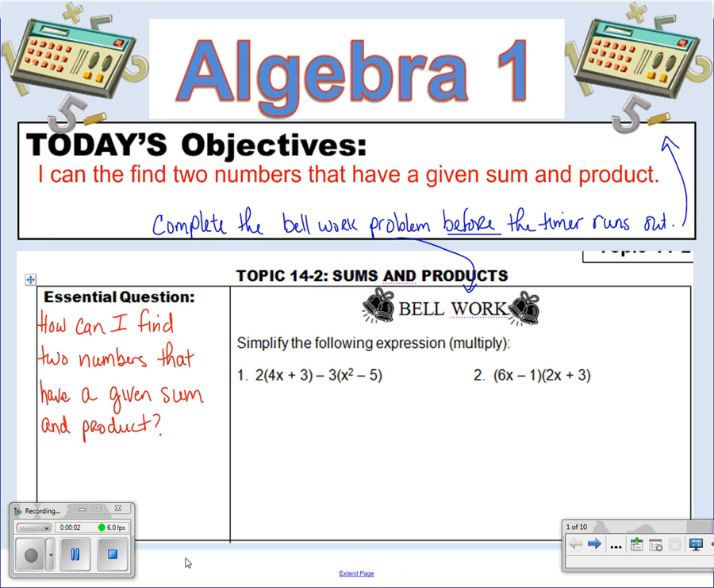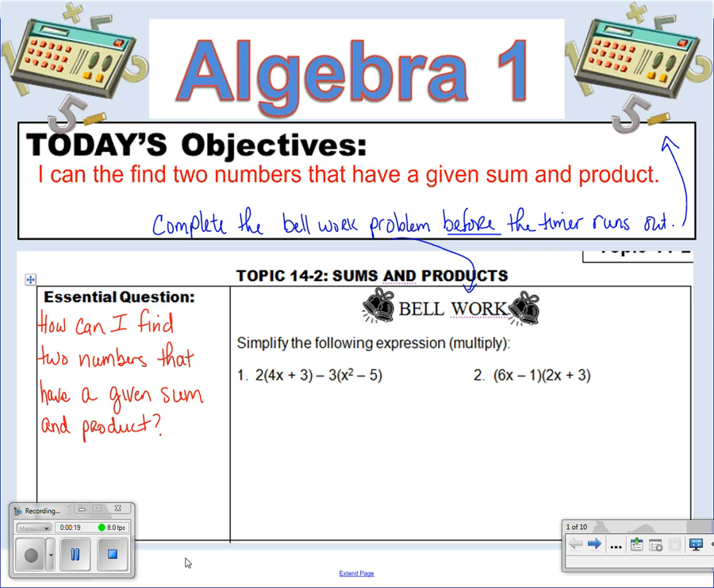This is a recording of topic 14-2, sums and products. Our objective today is to find two numbers that have a given sum and product. So our essential question is, how can I find two numbers that have a given sum and product? Before we answer that question, let's review in our Bell work.